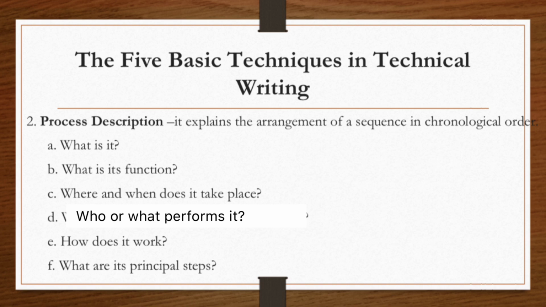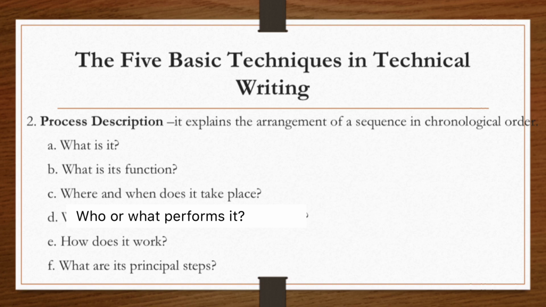And you should answer the following questions in order for you to effectively write a process description. First, what is it? What is its function? Where and when does it take place? Who or what performs it? How does it work? And what are its principal steps? So this process description may include sequence, instructions, and procedure.